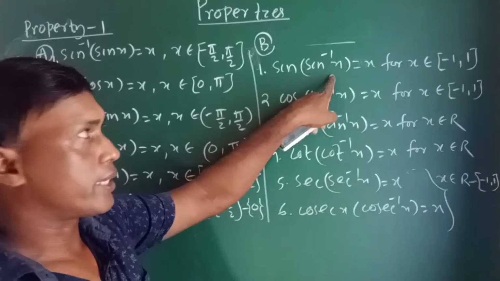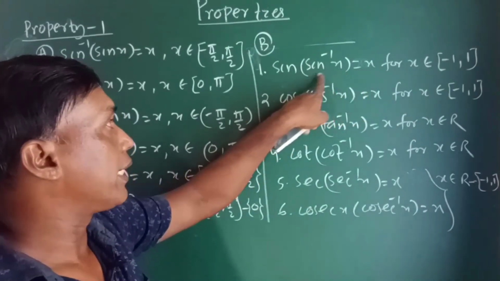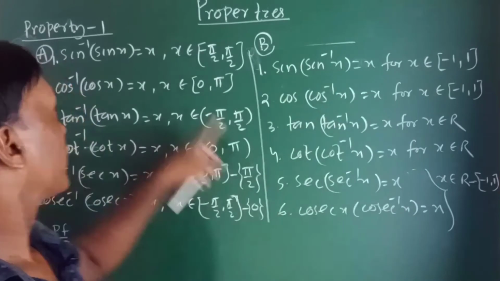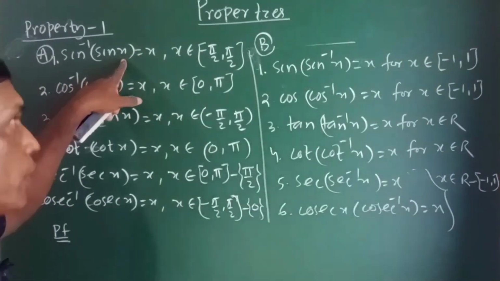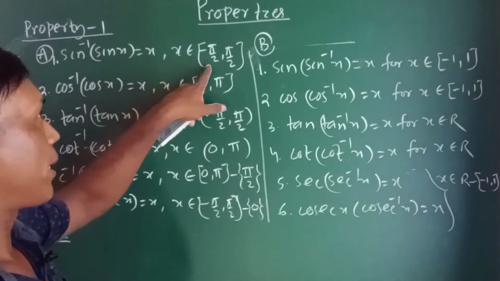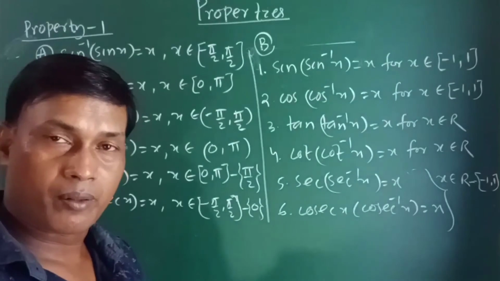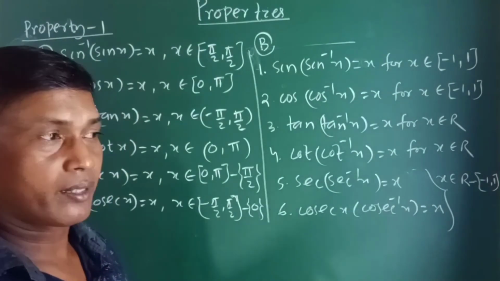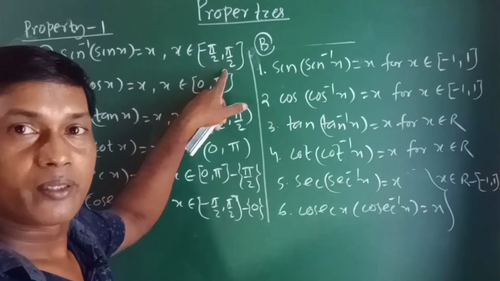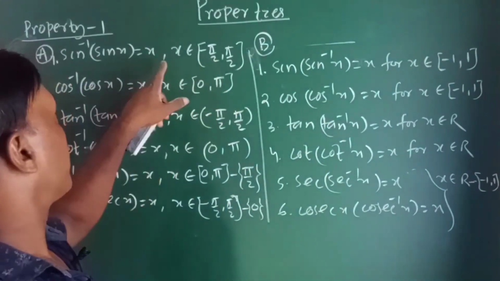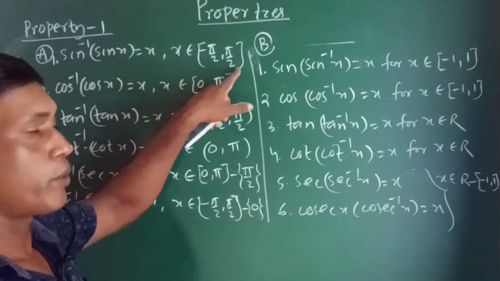Sine of sine inverse x is equal to x, and x must be in the domain of sine inverse x. So here x belongs to the domain of sine x, and you know the domain of sine x is minus pi by 2 to pi by 2. The domain of sine x is actually the real numbers, but in that entire real number set, the function is not bijective. In this principal branch, the function is bijective. So for the inverse function, the domain of sine x is minus pi by 2 to pi by 2.